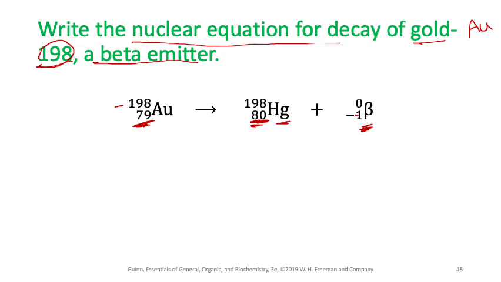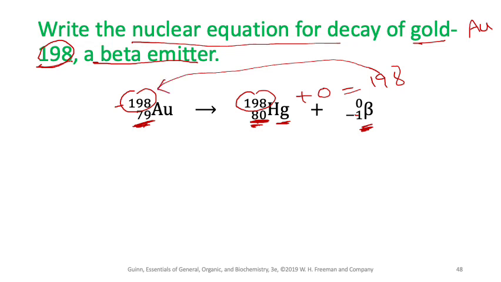And then the sum of the mass numbers on both sides of the nuclear reaction has to be the same. So this is 198, and then the product side is 198 plus 0, which is 198, the same as this side. Let's talk about the atomic number.